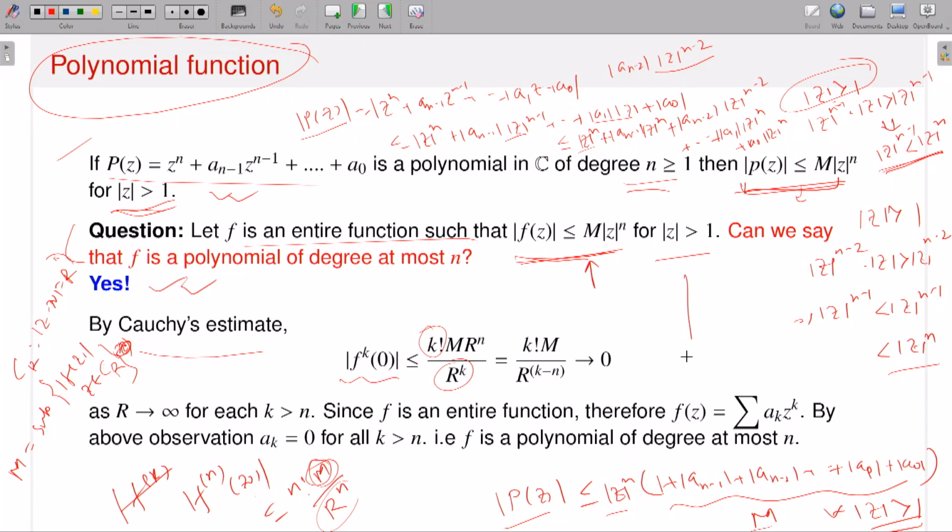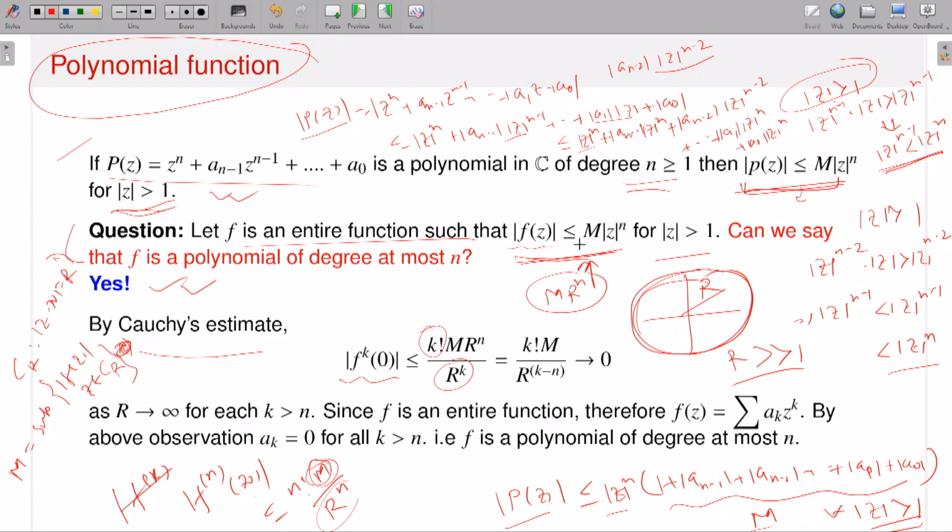So therefore, if I take a contour of radius r, and r is way greater than 1, then on this contour my function also satisfies this kind of inequality. So what will be the supremum of f(z) on that contour? Certainly it is dominated by M times r to the power n, right?